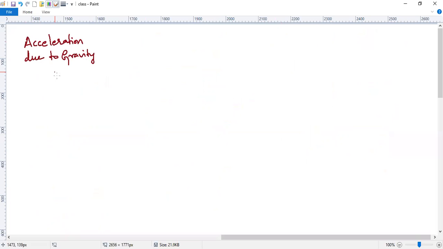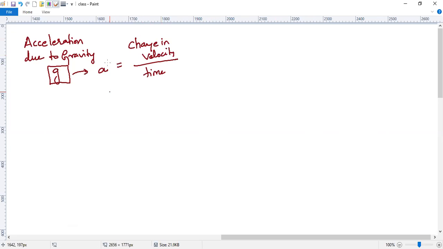This is denoted by small g. Small g is nothing but acceleration, that is, small g instead of small a. What is small a? It is acceleration. When the velocity of an object keeps on increasing or keeps on decreasing, that is, when there is a change in velocity, that change with respect to time is what we call acceleration.